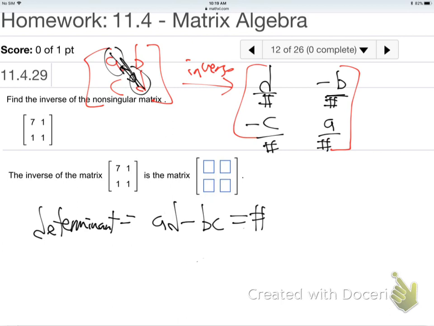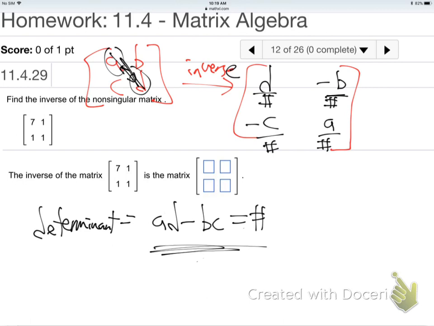So that's how you find the inverse of a 2 by 2. You switch the order on the main diagonal. You change the signs on the other diagonal. You divide all 4 by the number, the determinant, AD minus BC.